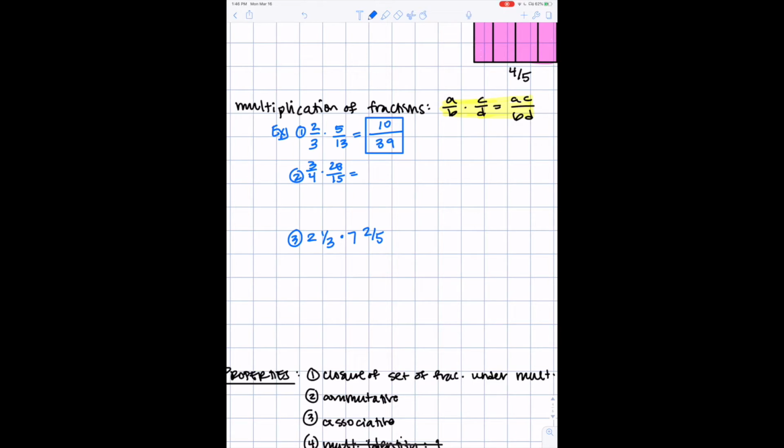I am just going to multiply 3 times 28, and that's 84. And then I'm going to multiply 4 times 15, which is 60. So here I have 84/60ths. Again, this is written as a mixed number. Or sorry, this is written as an improper fraction, right? Because the numerator is larger than the denominator.